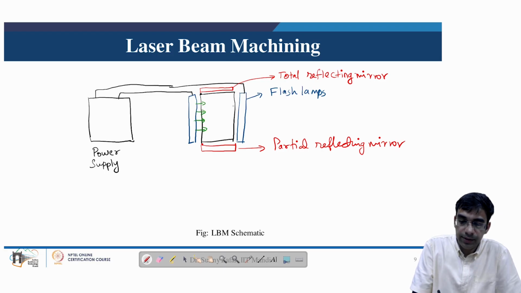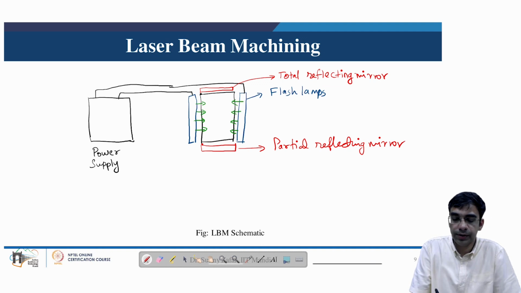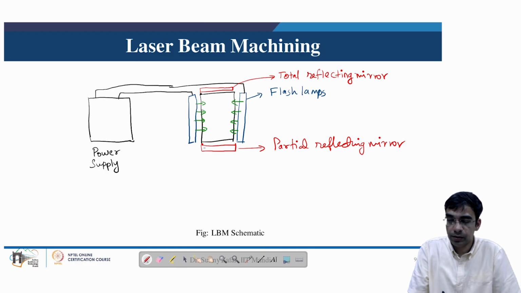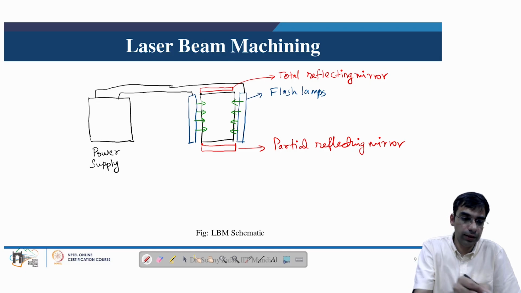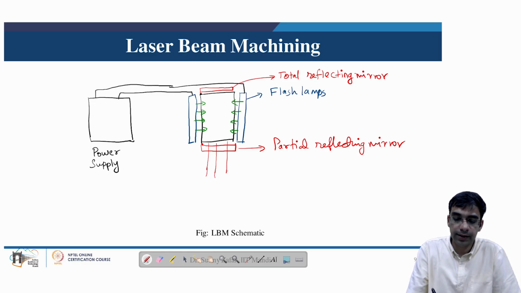These flash lamps will provide the exciting energy for the atoms, electrons to go from the ground state to the excited state. Then as the atoms go into the excited state and come to the metastable state, upon stimulated emission there will be generation of the laser beam, which, as we have discussed, has the characteristics that it is coherent, collimated, as well as monochromatic.